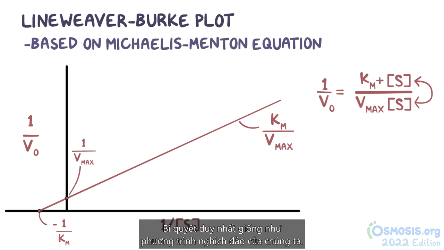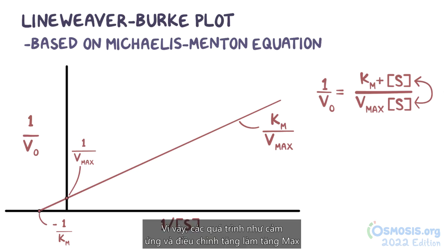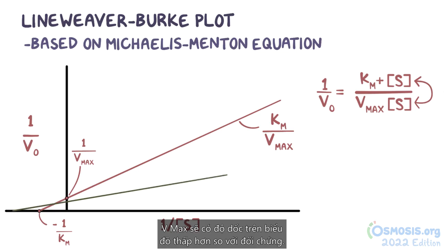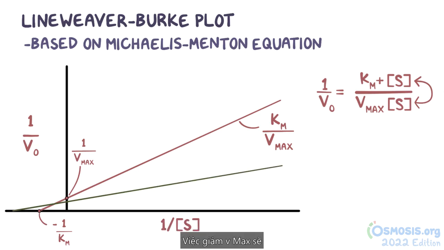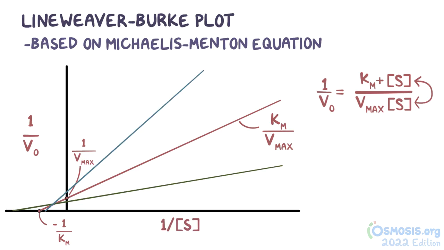The only trick is that, much like our reciprocal equation, now everything is upside down. So processes like induction and upregulation, which increase the Vmax, actually cause 1 over Vmax to decrease. So the line representing Km over Vmax would slope lower on the graph than the control. Conversely, processes like repression or downregulation or even non-competitive inhibition, which decrease the Vmax, will increase 1 over Vmax, which makes the line slope higher on the graph than the control.